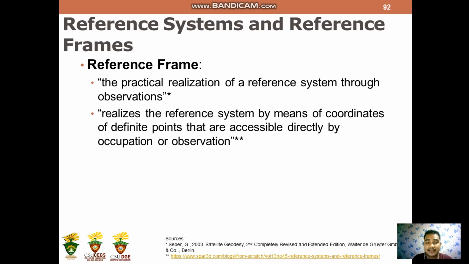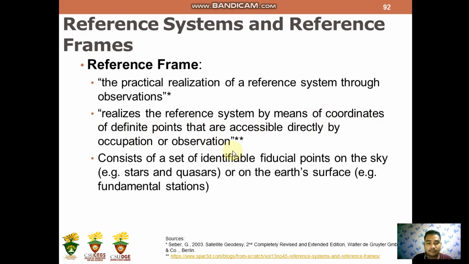It realizes the reference system by means of coordinates of definite points that are accessible directly by occupation or observation. It consists of a set of identifiable fiducial points on the sky, like stars and quasars, or on Earth's surface, for example, a fundamental station. So the reference frame is what realizes it, no?